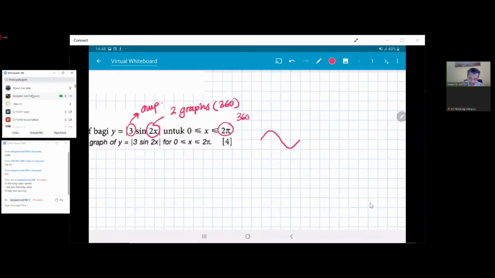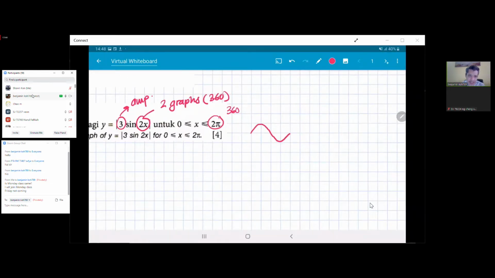So number 1, I know that I must draw 2 graphs. Kita kena lukis 2 graphs. So I got 1 and 2. Next, I know that the amplitude ialah 3. That means on top is 3, in the center is 0, and the bottom is -3. That's your amplitude. Next, there is a modulus.